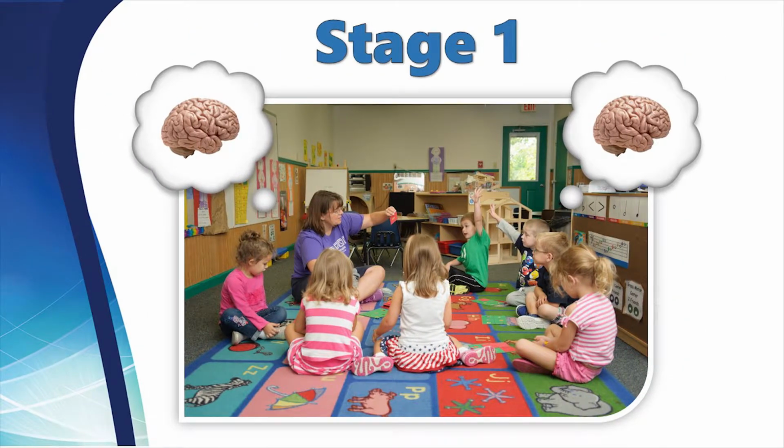There are a number of stages to this method. Let's have a look at them. In stage 1, students sit in a circle to create a community atmosphere. We, teachers, ask them to think, to brainstorm, and to have some initial comments about any topic.